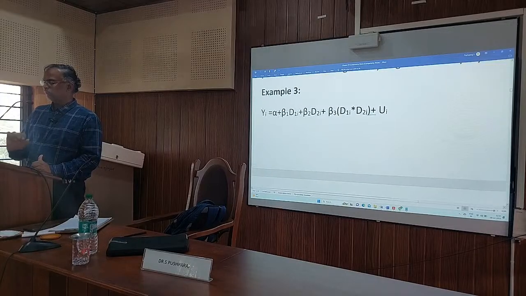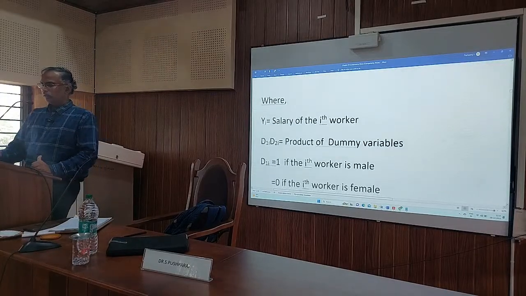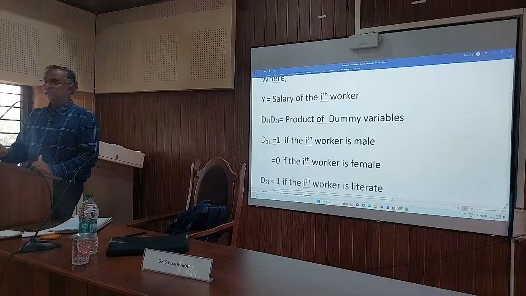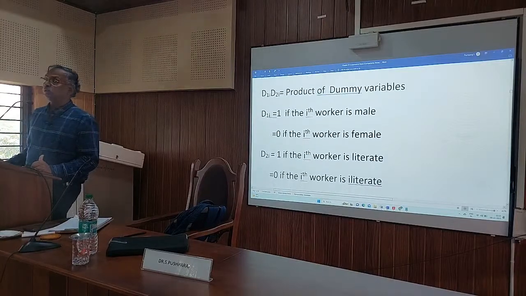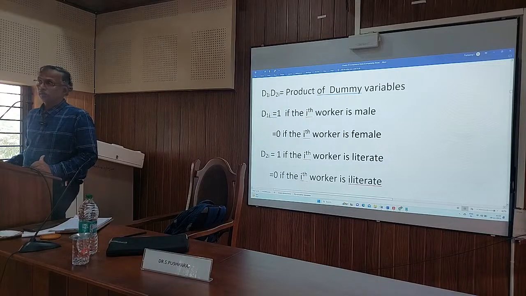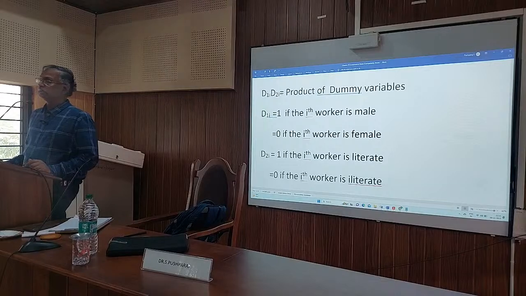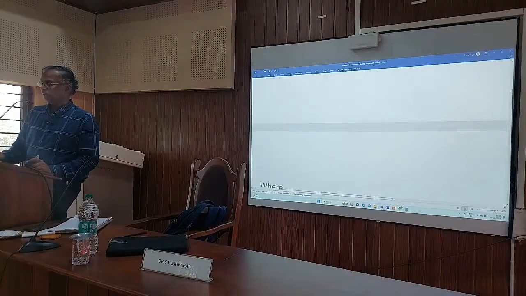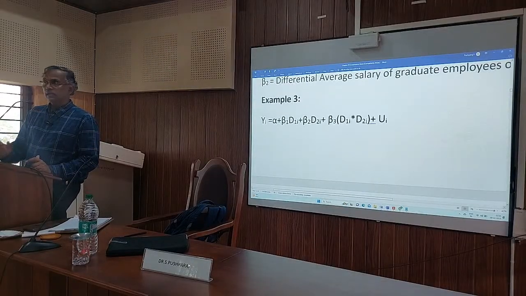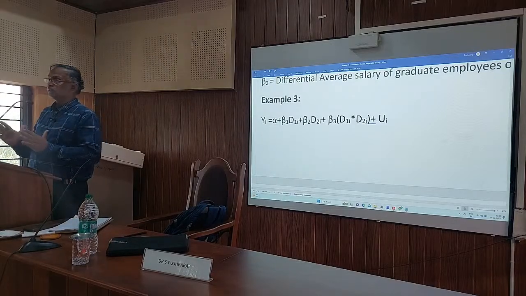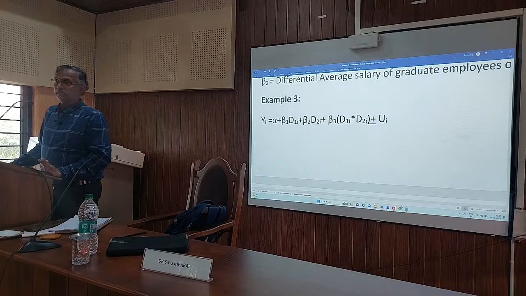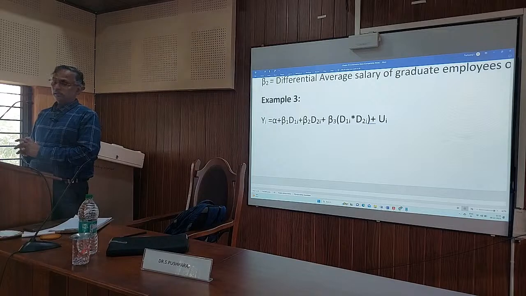Yeah, model 3. D1 is the gender dummy, right? D1 is the gender dummy. D2 is the education dummy, right? We can use that also. We can use gender dummy and education dummy, right? We can use different dummy variables. We can introduce the dummy variables in separate form and in the multiplication form also, right?